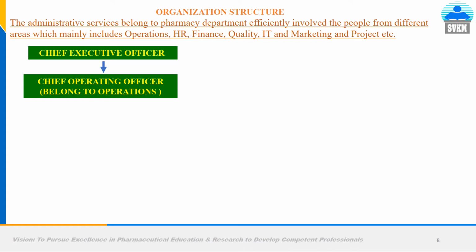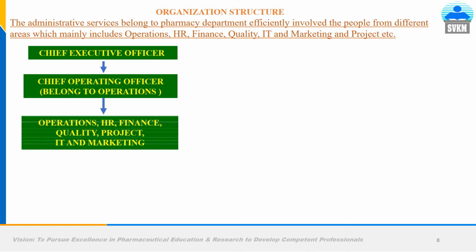So as to understand the real workflow culture, we need to discuss their organization structure. The first person is the chief executive officer. Then just below the chief executive officer there is another person called the chief operating officer, COO. Just below the COO, all these departmental heads, whether from operations, HR, finance, quality control, project, IT background, or marketing, have to report to the chief operating officer, and the chief operating officer is going to report to the chief executive officer.